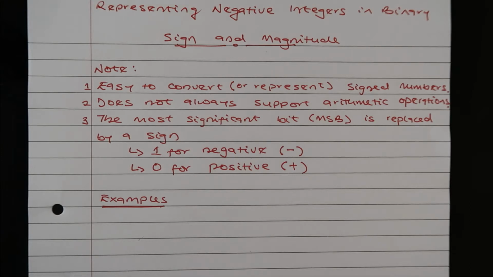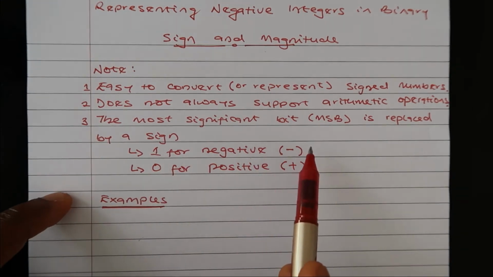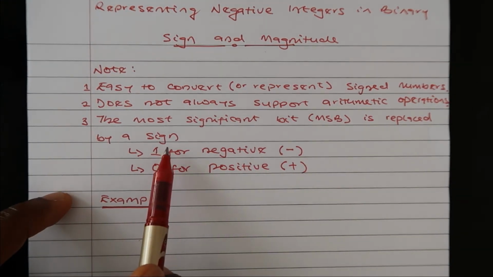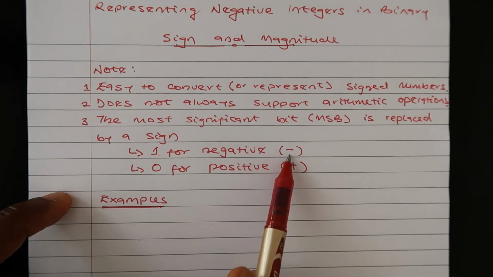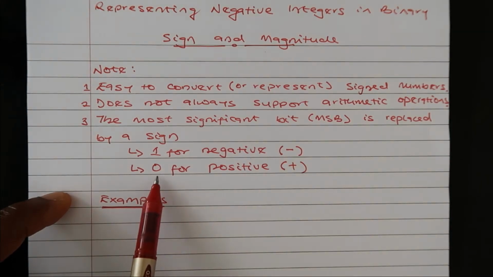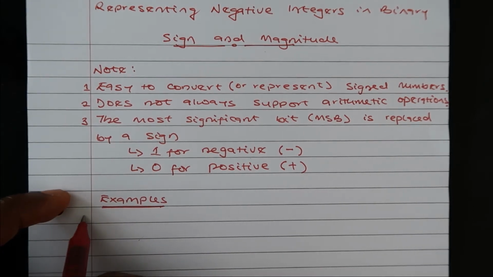When working with sign and magnitude, one thing you should remember is that the most significant bit is the sign bit. Okay? Now, if that most significant bit is 1, it means that we're working with a negative number. If the most significant bit is 0, then the value we're working on is a positive number. Now let's look at examples.